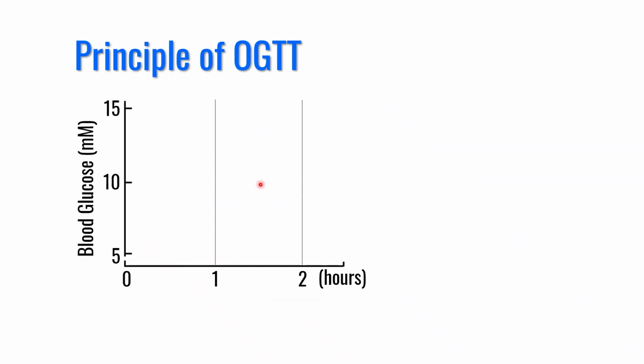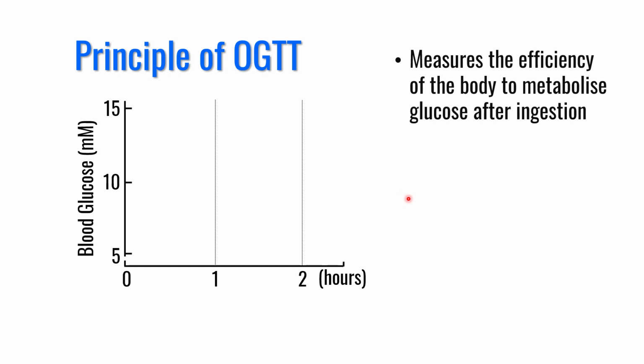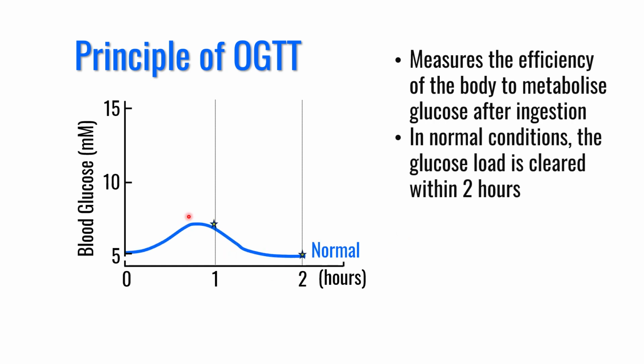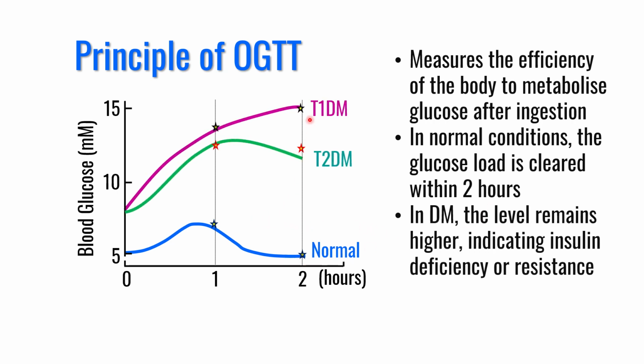Let us discuss the principle of OGTT, or biochemistry of OGTT. OGTT measures how efficiently our body metabolizes glucose after glucose ingestion or glucose load. Under normal condition, the level of glucose in the blood is normalized within 2 hours of glucose load. However, in case of type 1 and type 2 diabetes, the level of glucose remains higher, indicating insulin deficiency in case of type 1 diabetes or insulin resistance in case of type 2 diabetes mellitus.